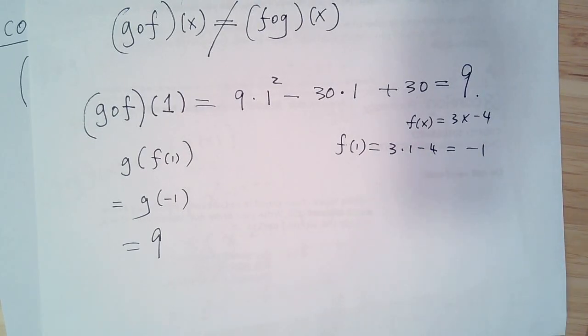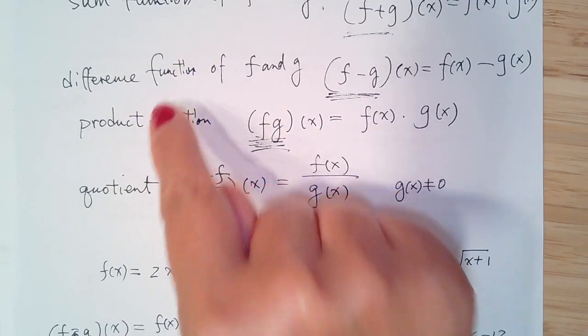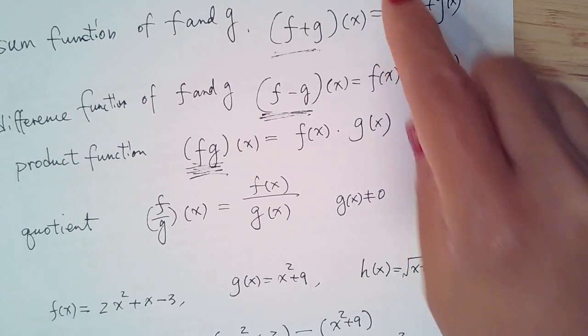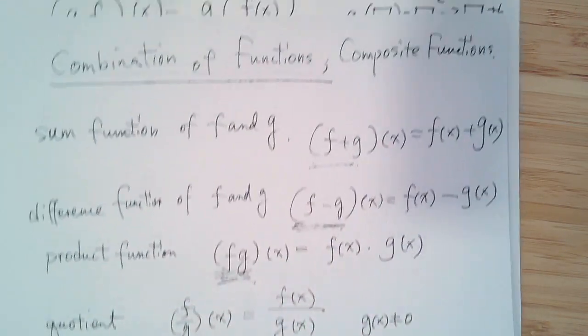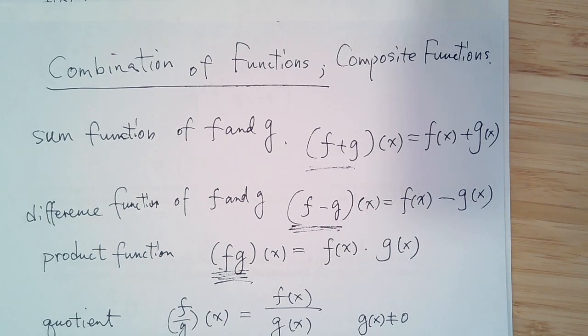So now you see how the composite function works, and that f circle g is not the same as g circle f. All right, I told you this section is pretty easy, and I think you already understand the combination of functions, your sum, difference, product, and quotient, and the composite functions, the function of a function, what they mean, and how to deal with them. And I think you're ready to do some exercises.